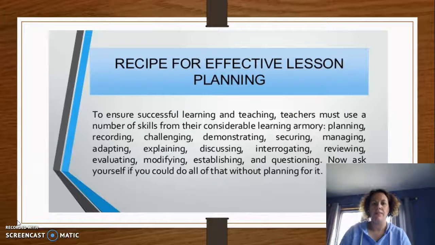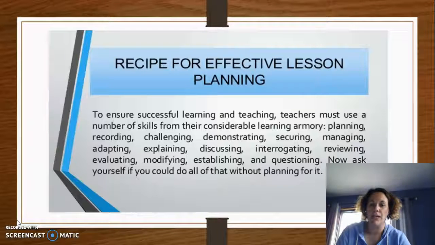The recipe for effective lesson planning: you want to ensure successful learning and teaching. Teachers must use a number of skills from their considerable learning armory: planning, challenging, demonstrating, explaining, discussing, reviewing. They're just a few that you can do. And you want to always ask yourself if you could do all of that without planning for it.